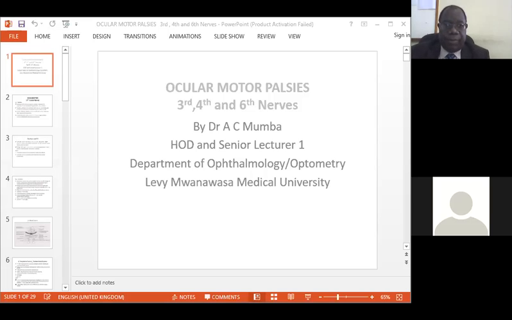So basically, three nerves are involved in innervating the muscles that move the eyeballs. We've got the 3rd cranial nerve, the 4th cranial nerve, and the 6th cranial nerve.